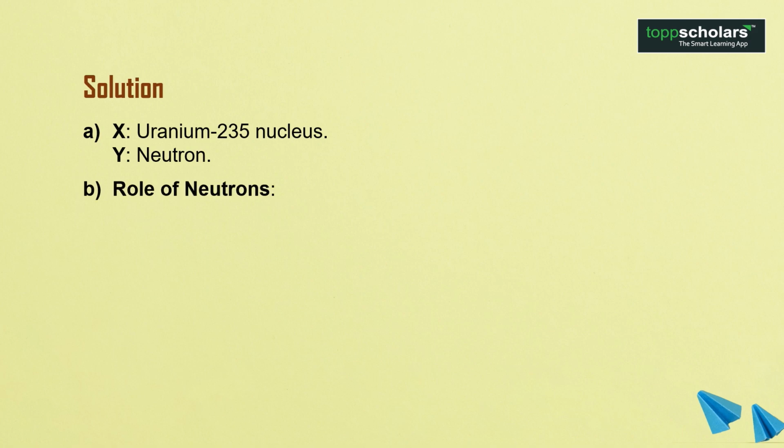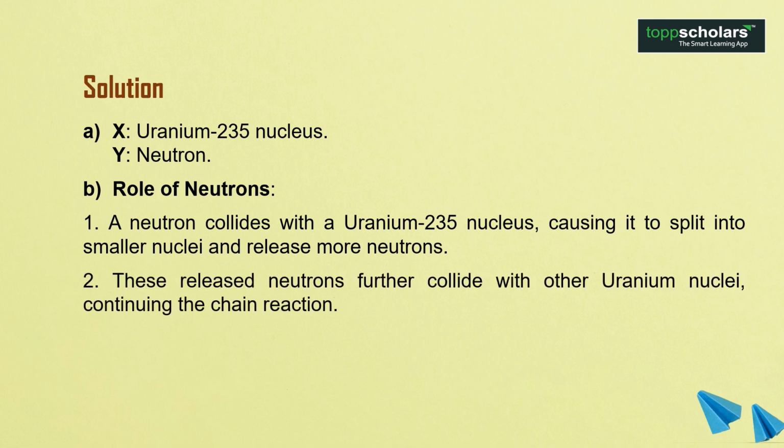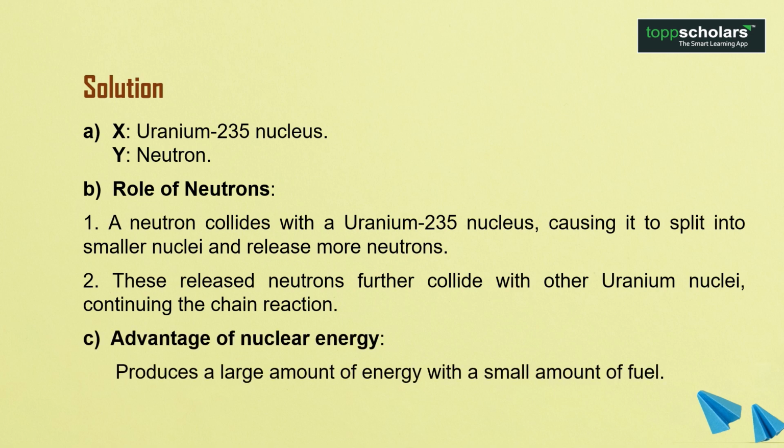What is the role of neutrons? A neutron collides with uranium-235 nucleus, causing it to split into smaller nuclei and release more neutrons. The second role says the released neutrons further collide with other uranium nuclei, continuing the chain reaction. Let us talk about the advantage of nuclear energy. It produces a large amount of energy with a small amount of fuel.